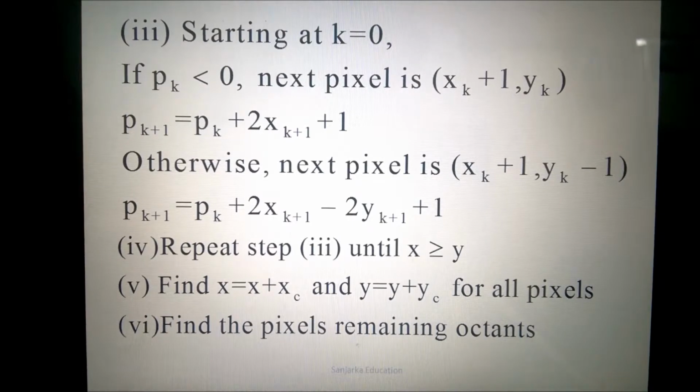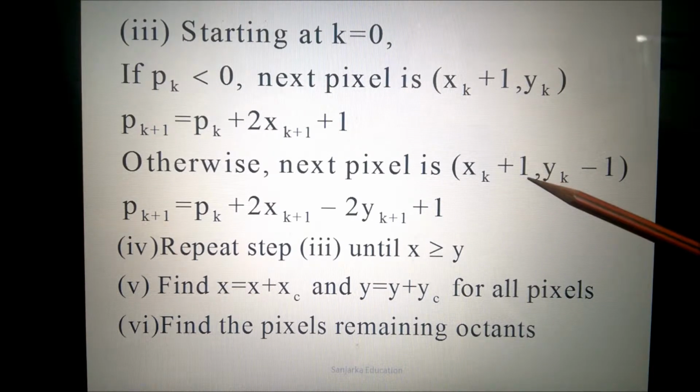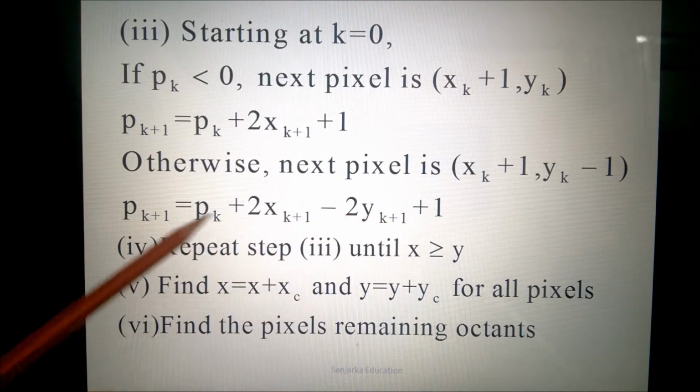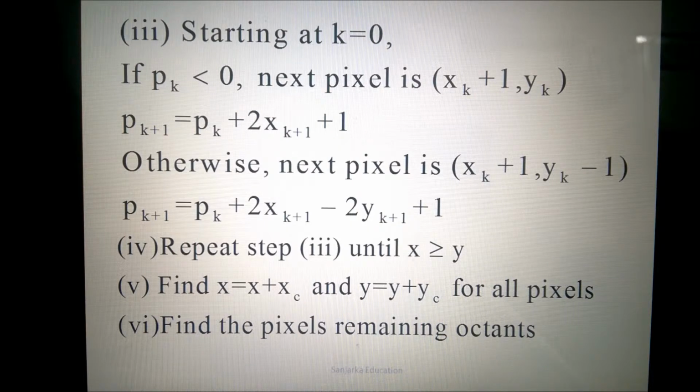Otherwise, that means if pk is not negative, then the x coordinate will be incremented by 1 and the y coordinate will be decremented by 1. And the next decision parameter will be found out by this equation. And this process will be repeated until x becomes equal to or greater than y.